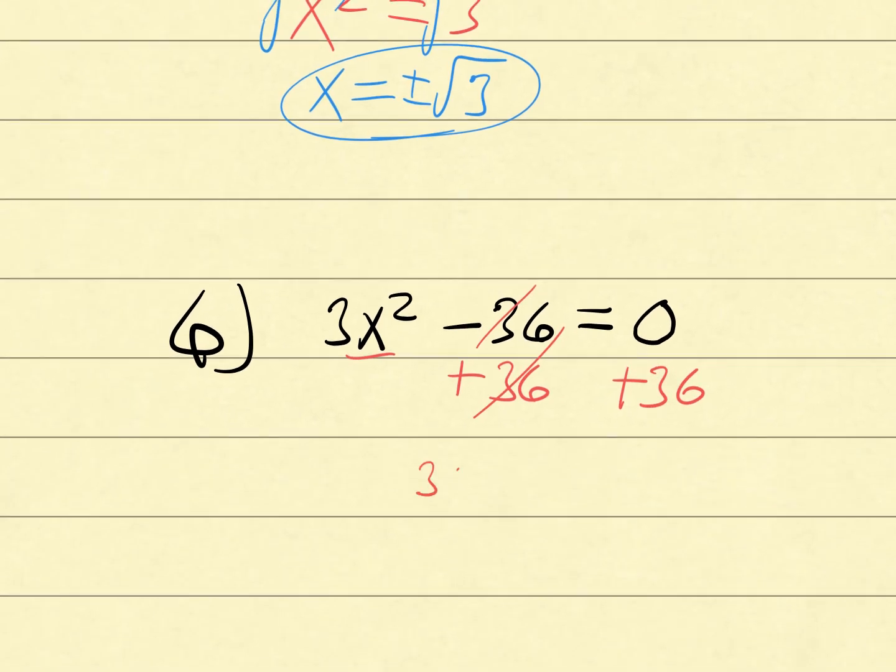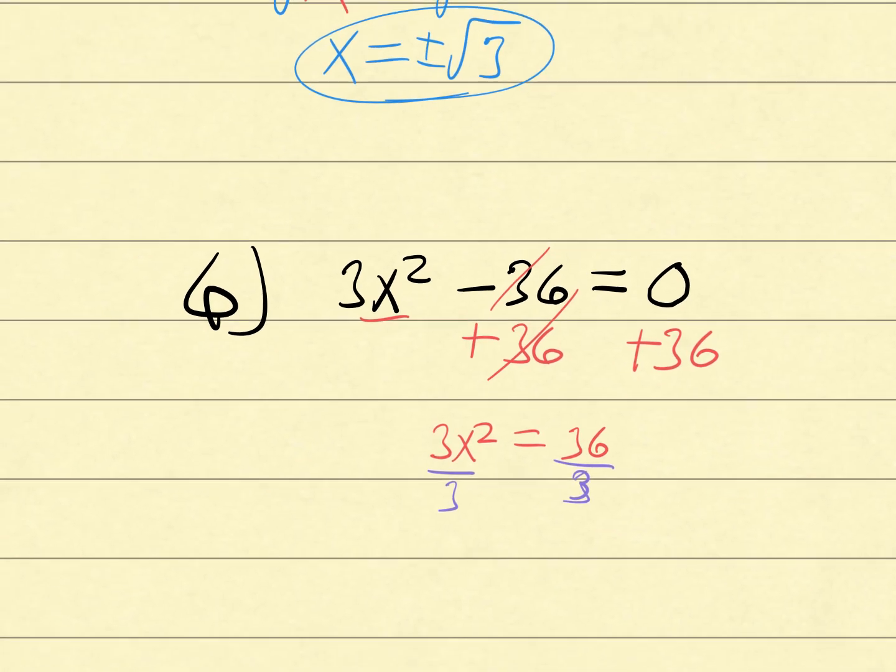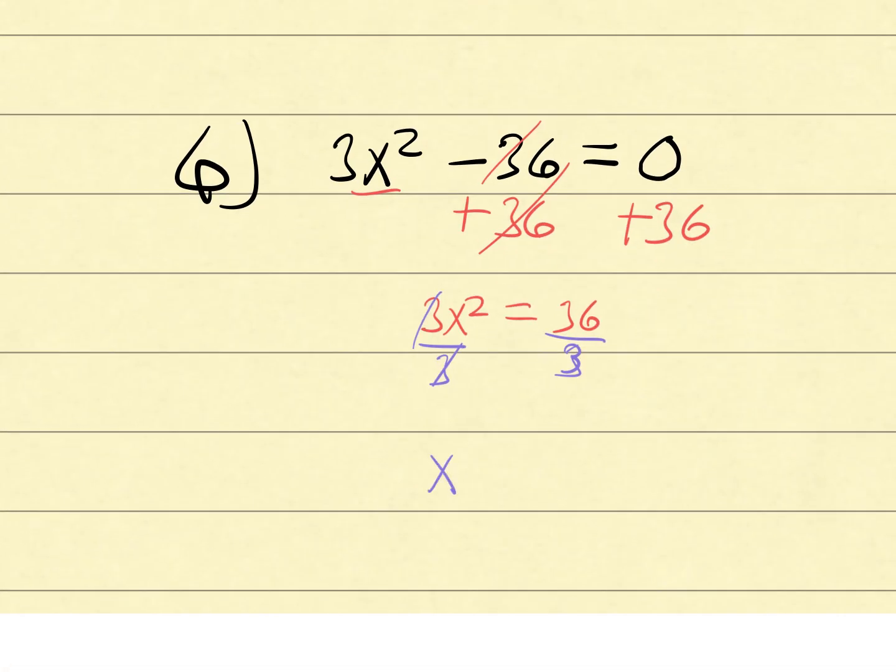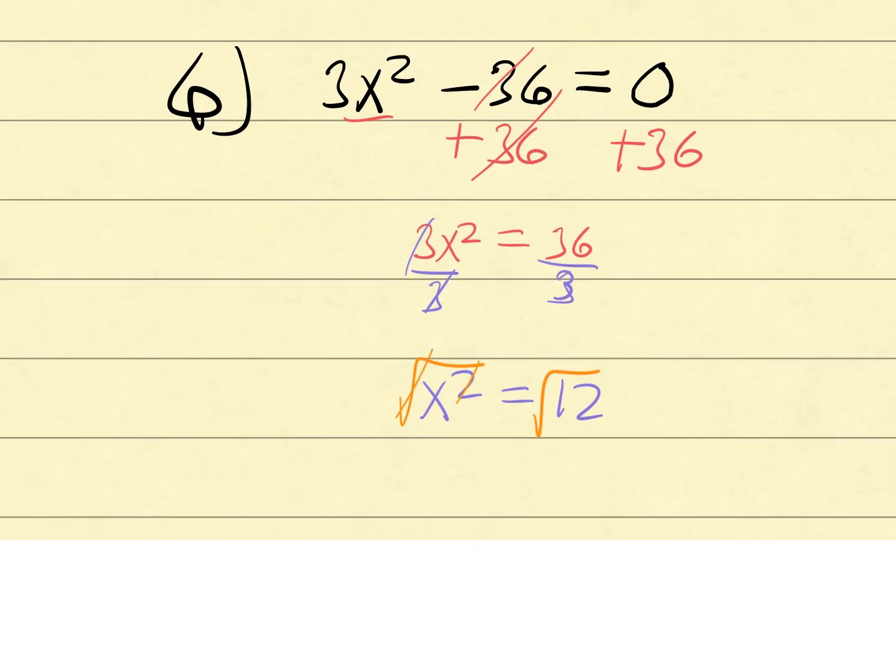And then you get 3x squared equals 36, and what can you do now? Divide by 3 and then square root it. Very good, I would divide by 3 and then square root. So we get x squared equals 36 divided by 3, which gets you 12, and then square root. The square root and the square cancel out. We get x equals plus or minus the square root of 12.